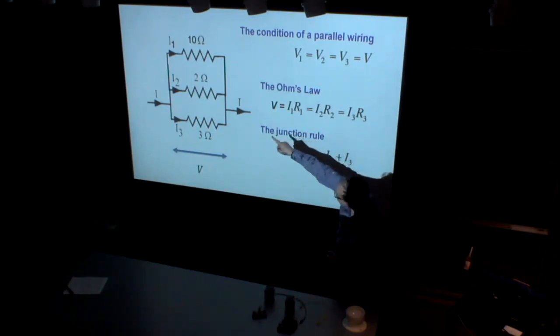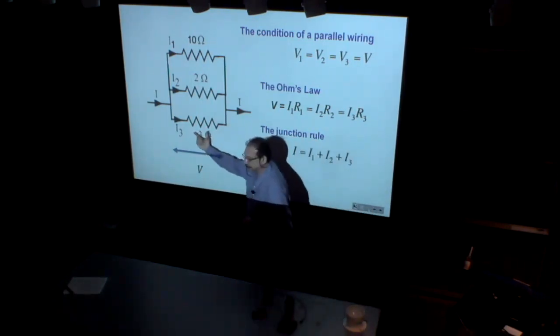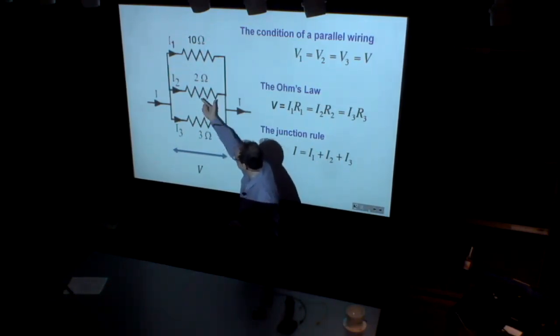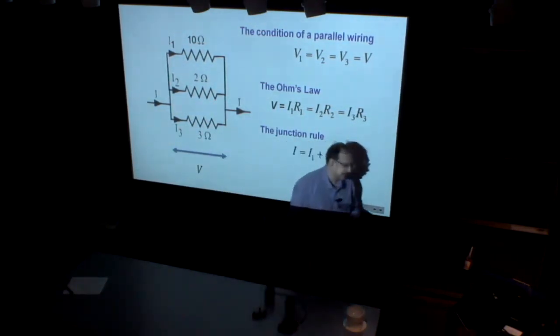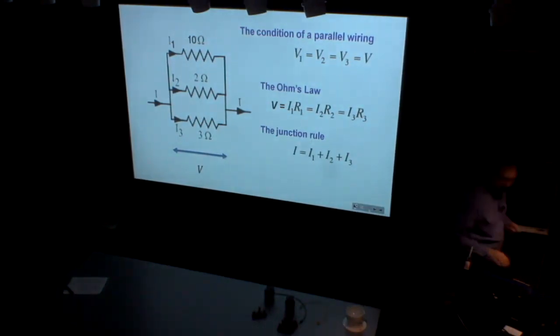For each individual resistor, of course, we can write the same law, Ohm's law. This voltage will be equal to this current times this resistance. This voltage, we say this, but we know it's the same as this. They all have the same. Will be equal to this current times that resistor, etc., etc.